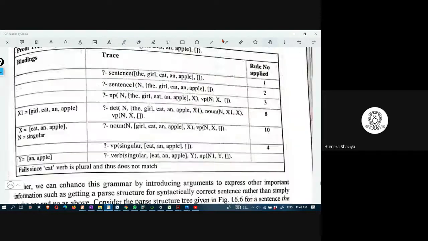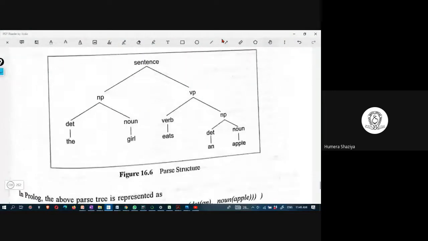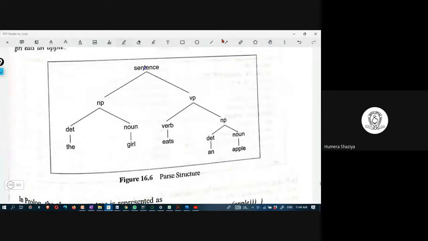All right. Let us look at the parse tree. We already discussed how a parse tree is created. We begin with a sentence, noun phrase, verb phrase. In noun phrase, what is there? That. And in verb phrase, what is there? That one.